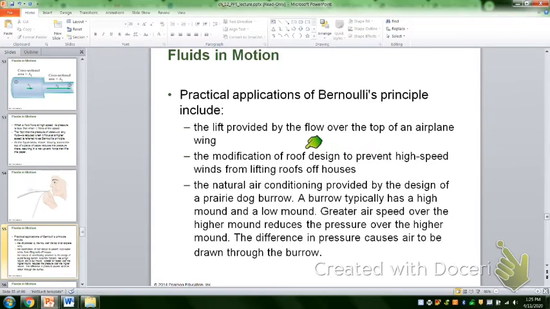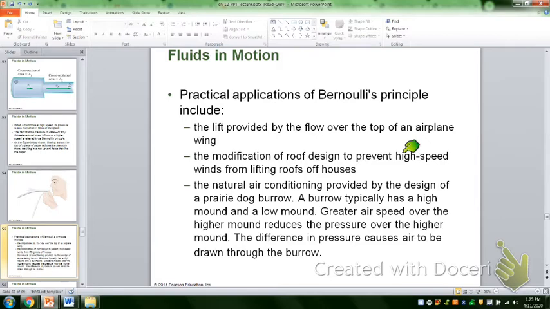The reason it needs to be secured and not just set on there is that when a high-speed wind comes up, that high-speed wind creates a large moving speed above the roof, which lowers the pressure above the roof. And so that means the pressure underneath the roof, on the inside of the house, will be greater.